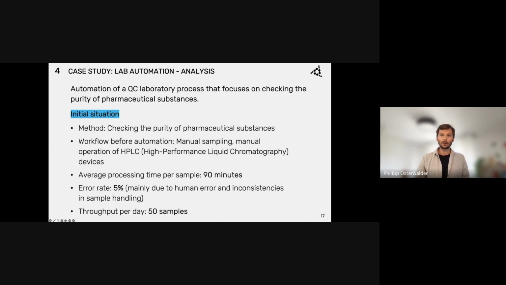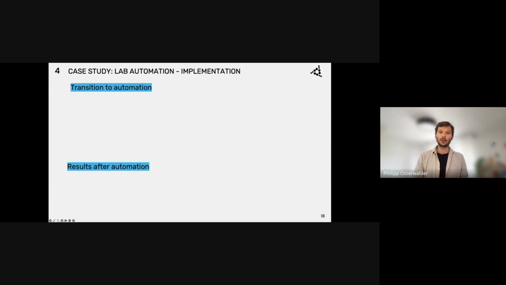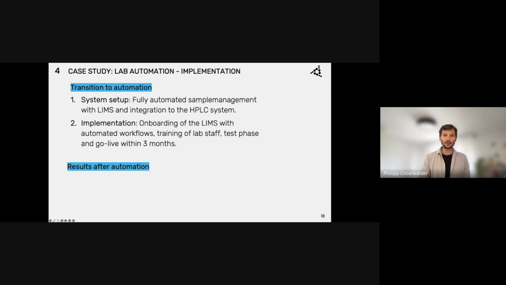And they wanted to have automation through software integration and to have several steps which can be processed automatically. What we did so far is a transition of the automation. First of all, the system setup for a full integration. And the full integration means between the HPLC software and the OneLIMS platform, and also the implementation, onboarding of the systems beforehand with training. These two steps were all done within 3 months.